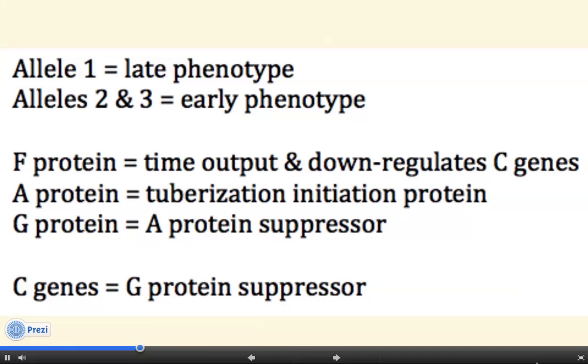So what do these genes, proteins, and alleles do? Allele 1 is associated with late tuberization, while alleles 2 and 3 are associated with early tuberization. The F protein is a clock regulator and works in conjunction with allele 1 to downregulate C genes. The A protein is key in inducing tuberization, while the G protein, when overexpressed, suppresses the function of the A protein. Lastly, when the C genes are expressed, they act as a suppressor for the G protein.